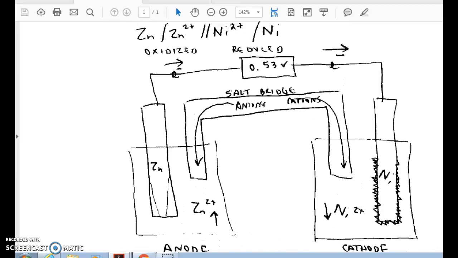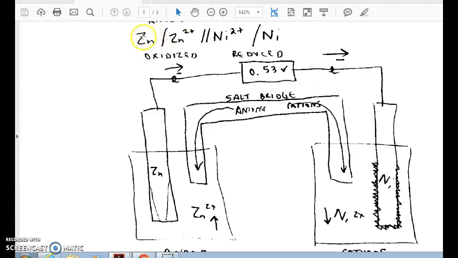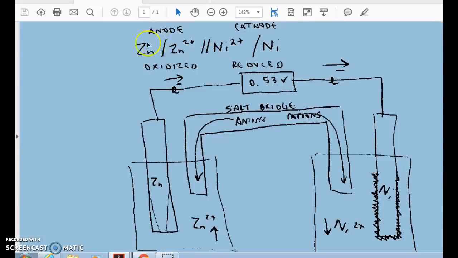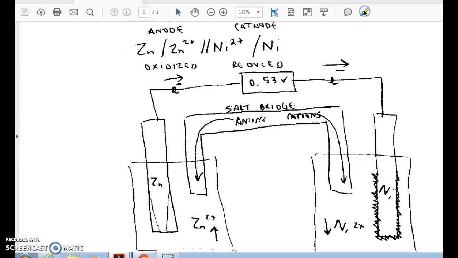So in the line notation, the metal of the electrode is written first of the anode, then the ion that is in the solution of the anode. Those are separated by a single line barrier. And then the double line barrier shows the transition between the two different solutions. And then we have the ion of the cathode followed by the metal found at the cathode. And so you can think of the line notation as an ion sandwich.